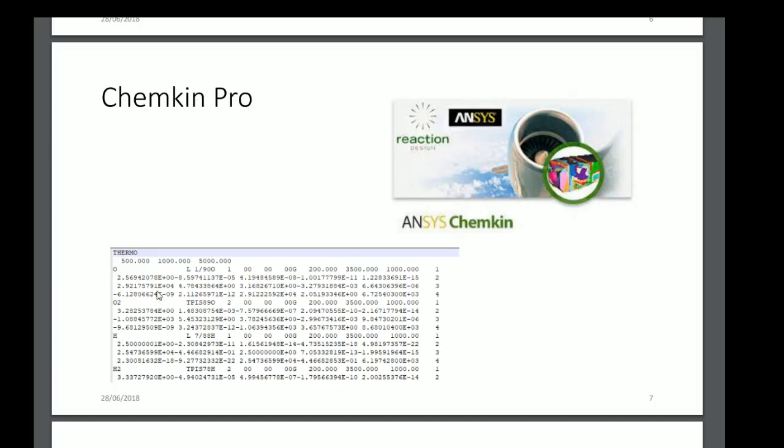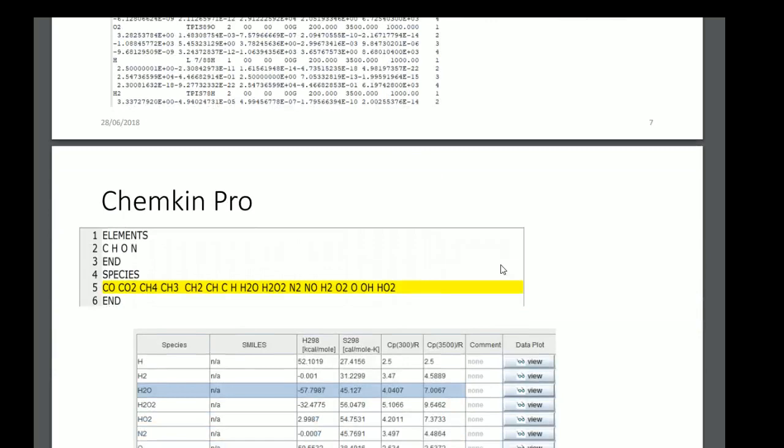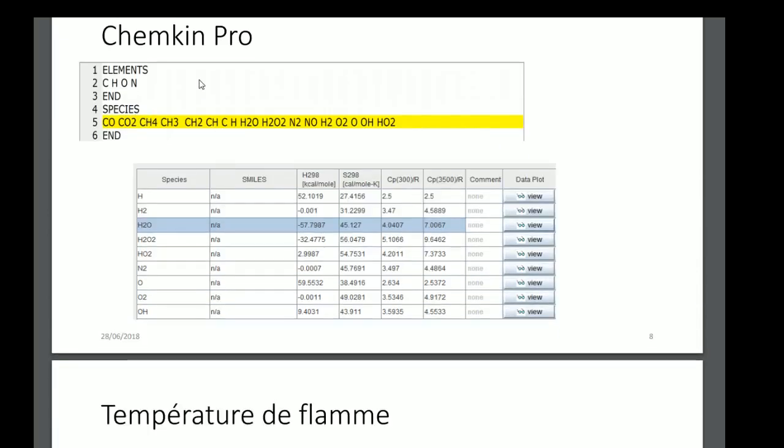Here you have each component, and there are a few coefficients that correspond to the polynomial interpolation of the heat capacity. If you want to know more about this, it's called the NASA notation. Basically, it stores the heat capacity as a function of temperature through a polynomial form. And obviously, there is other data that is stored, but I'm unsure about it. Now, you need to mention which components you are working with, which atoms, and which species. And then it computes all the thermodynamical properties, like enthalpy, entropy, and heat capacity.